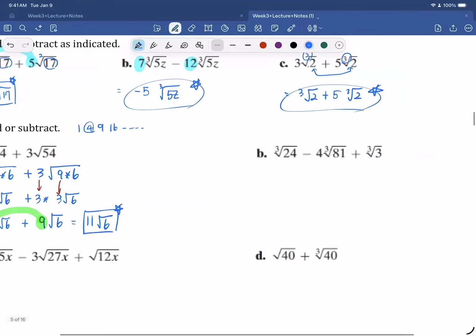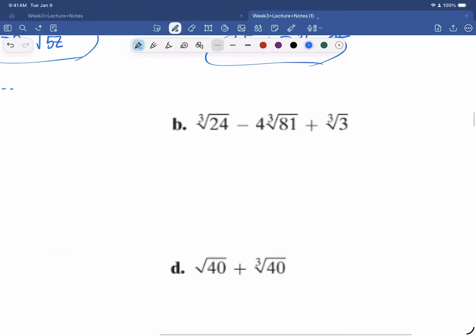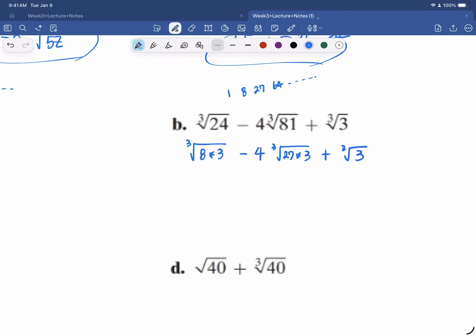All right, and letter B has third roots. So we have to think about perfect cubes. 2 times 2 times 2 is 8, and 3 times 3 times 3 is 27, and 4 times 4 times 4 is 64, and they keep going, right? So for 24, I think we can use 8. So third root of 8 times 3, and then for the third root of 81, it is 27 times 3. We can do that. And then plus the third root of 3. This one is 2 cubed.